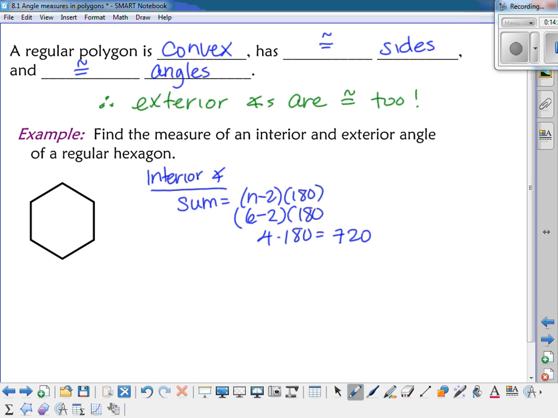But if I want to know what just one interior angle is, and of course this is a regular hexagon, so that means they're all congruent, one interior angle is just going to be 720 divided by 6. It's just going to equal the sum altogether divided by the number of sides. So in this particular case, 720 divided by 6, and so each of the interior angles is 120 degrees.